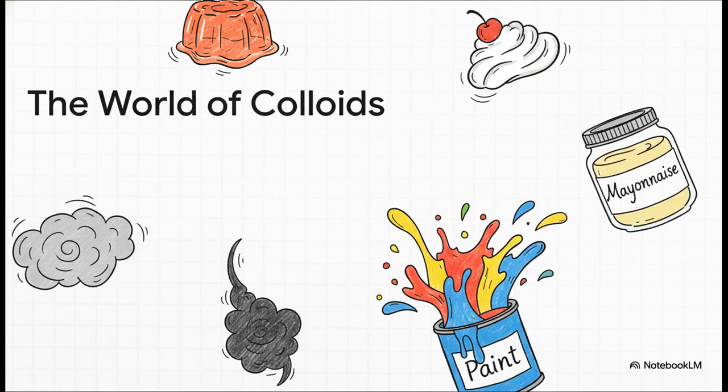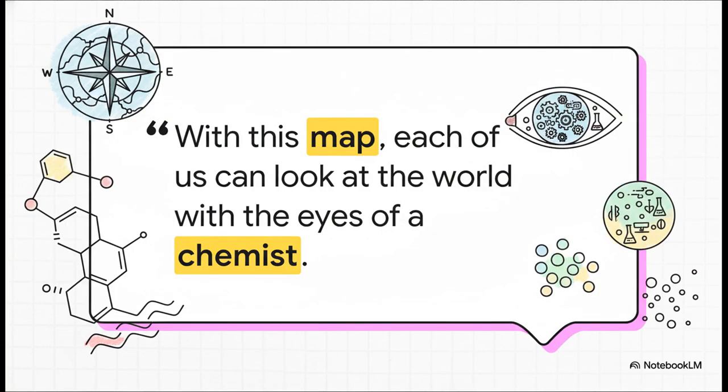And what's so amazing is that you are living in a world of colloids, and you probably never even realized it. I'm talking about whipped cream, fog, smoke, mayonnaise, jelly, even paint. All of them are these complex, fascinating colloidal systems that we see and use every single day. And that's the real power here, isn't it? With this simple mental map, you, yes, you, can now look at the world around you with the eyes of a chemist and understand the very substance of reality in a whole new way.